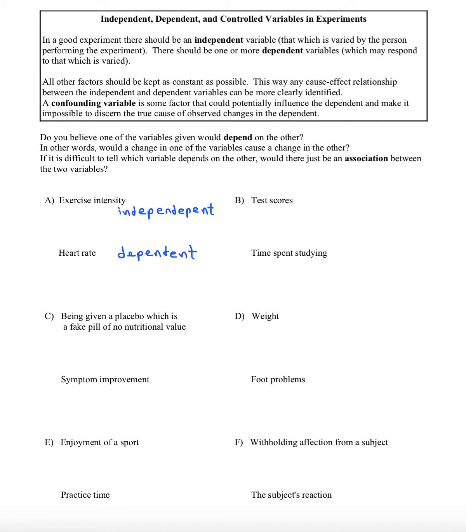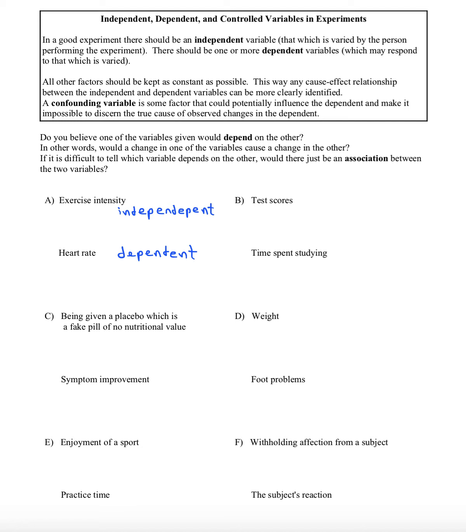When it comes to test scores and time spent studying, notice that it was sort of general. It didn't say which test we were talking about. If we were talking about the first test for a math course, then the time that people had spent studying for it could be considered an independent variable, and then their final score on the test would depend on how much time they spent studying. That's a possibility.